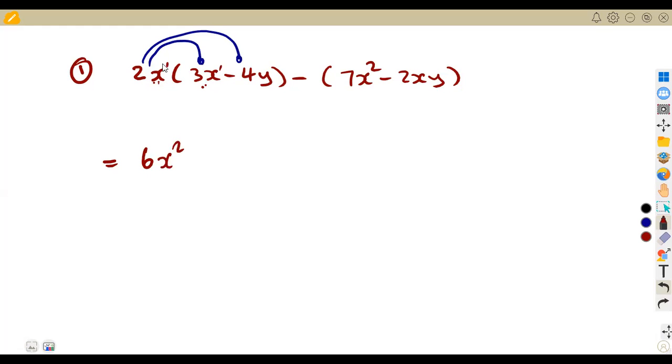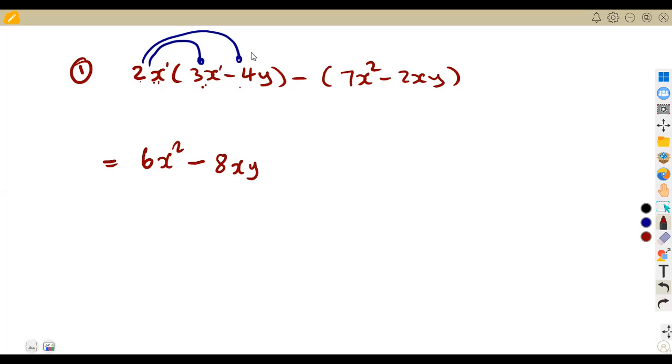All right, we move on. 2x times minus 4y in this case. So if we multiply 2 times minus 4, that is negative 8. Then here we are going to have x and y just multiply together. We cannot add any exponent there. So it is going to be minus 8xy.